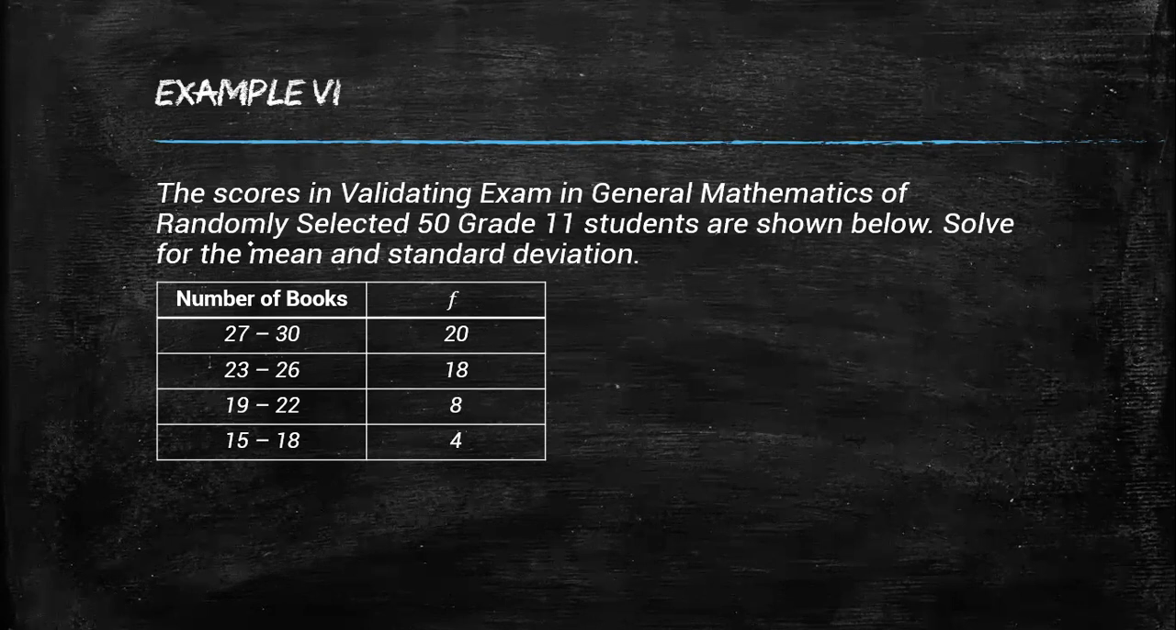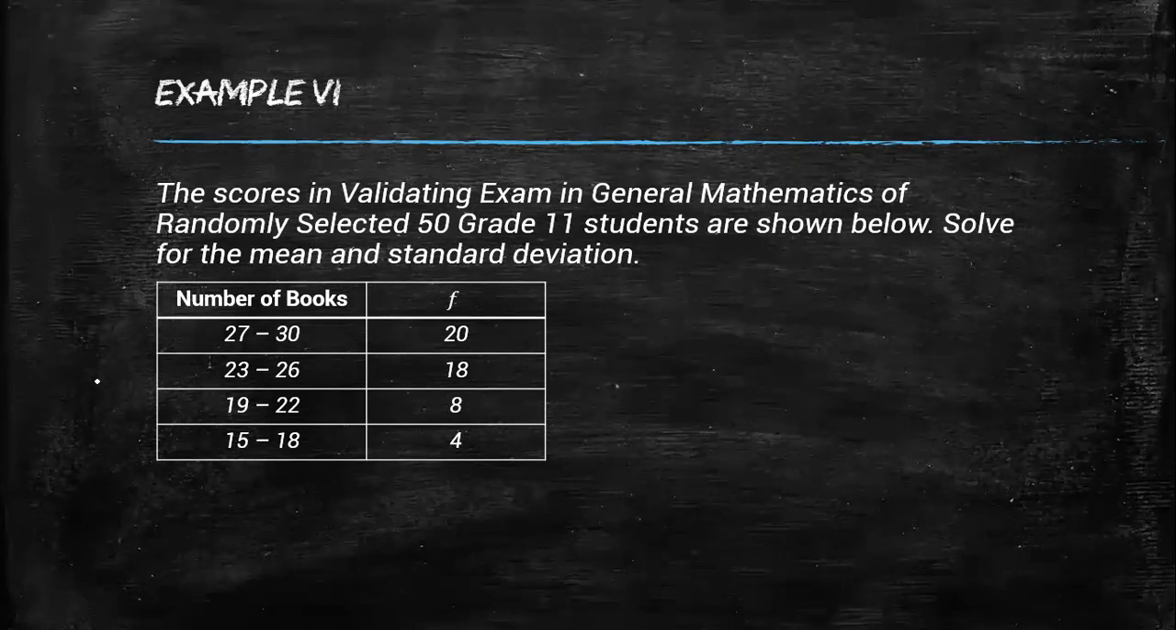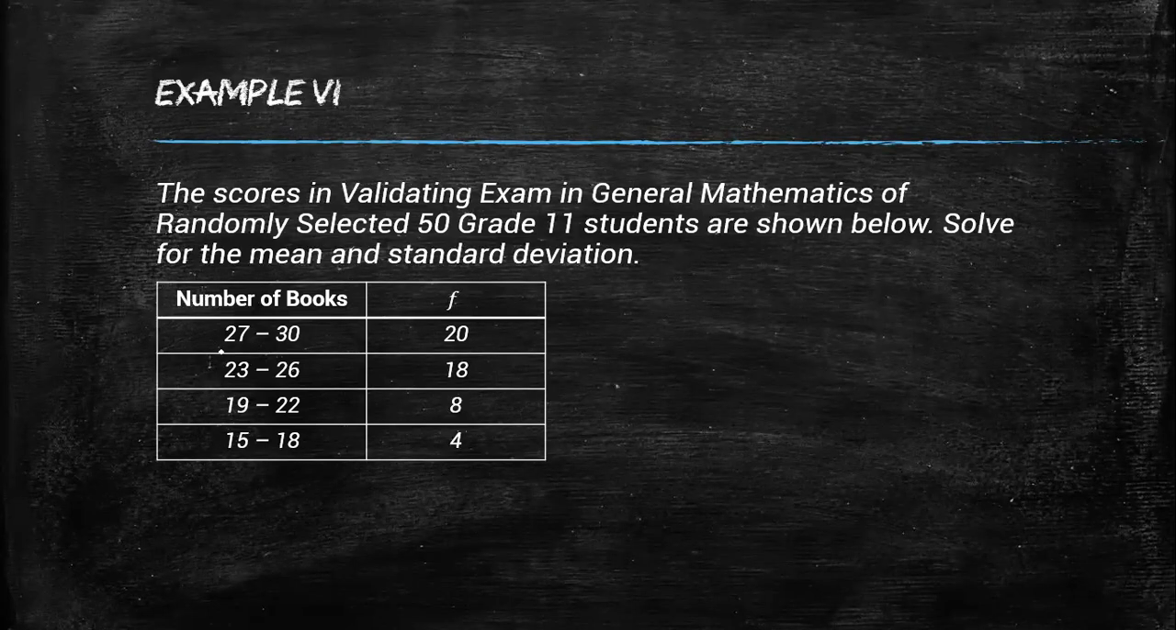Ngayon class, this is real time. From the 156 students who took my exam in the validating exam, parang second validating exam ata ito. Ito po yung ating 50 students, randomly selected 50 students. So ayan siya. Ito yung frequency distribution. So 20, 18, 8, and 4. Ngayon class, using the formula, ayan. So we have mean x bar is equal to the summation of fx over summation of f.